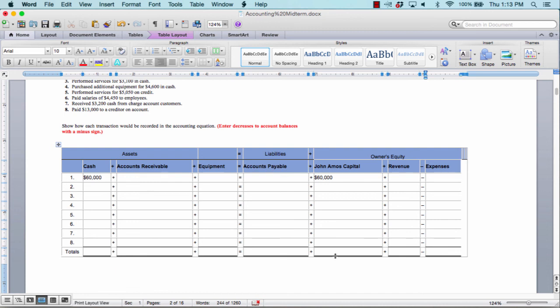And the way that you know if you did things right, remember that assets must equal liabilities plus owner's equity. So at the end of all these columns, when you add them, make sure that these 3 columns add to an amount and it equals these 4 columns. Okay? If not, then something happened and you gotta go back and check it.